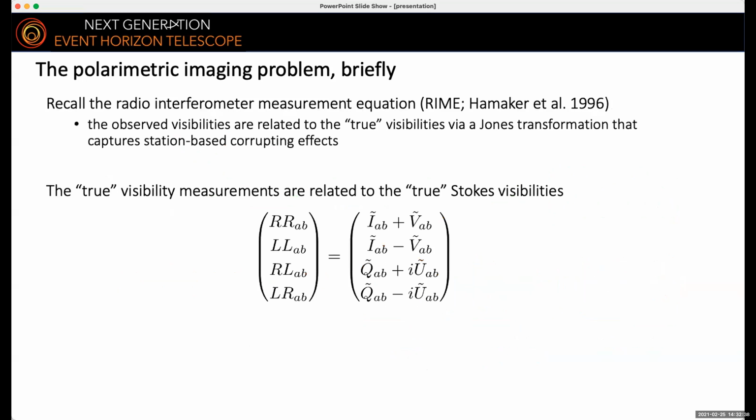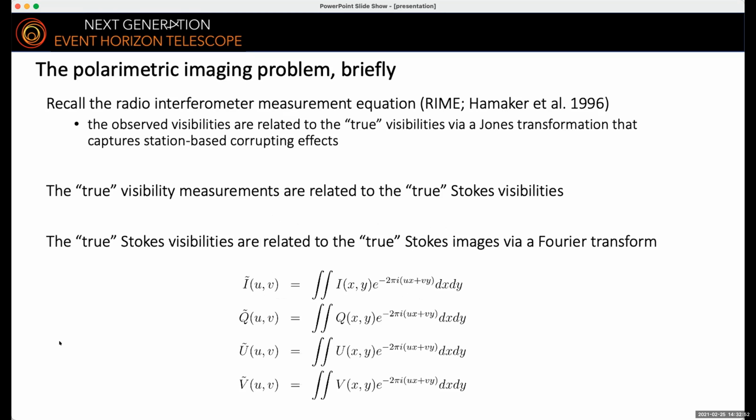The underlying true visibilities, the uncorrupted visibilities, are related to sums and differences of the Fourier transforms of the four Stokes images, the four Stokes structures in the sky. And here I'm just using a tilde to denote a Fourier transformed quantity. And then, of course, the Fourier transformed Stokes images are themselves related to the sky plane Stokes images by nothing more than a Fourier transformation.